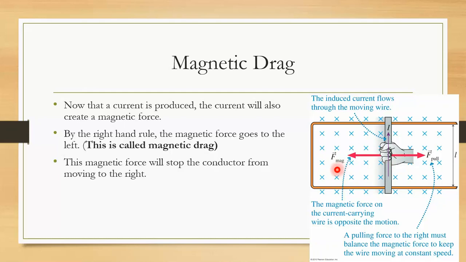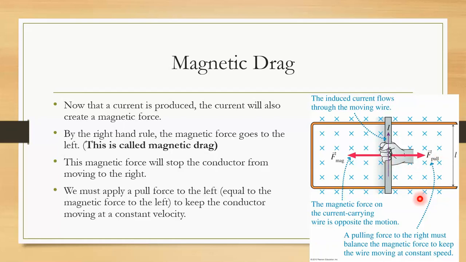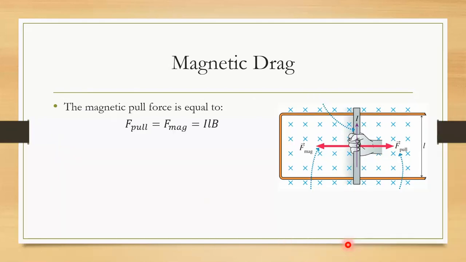So in order to keep our conductor moving at its constant velocity v, we're going to have to apply a pull force. We have to apply a pull force to the right, which is equal to the magnetic force to the left, to keep the conductor moving at a constant velocity. So our magnetic pull force is now equal to our magnetic drag force. And our magnetic drag force is just the force from the current, which is I times L times B.